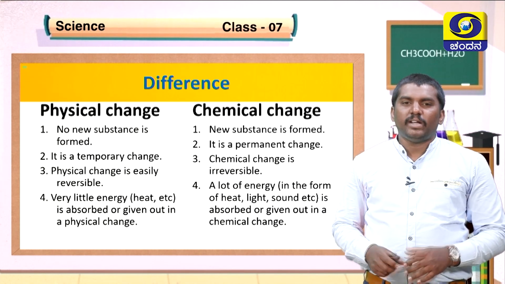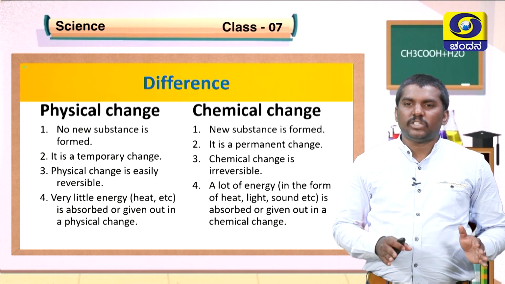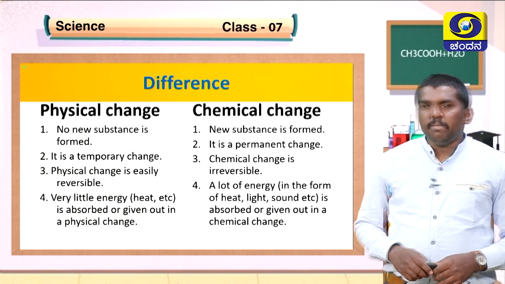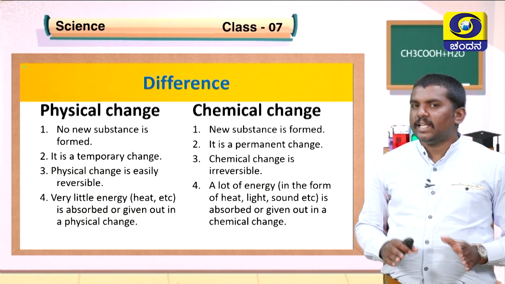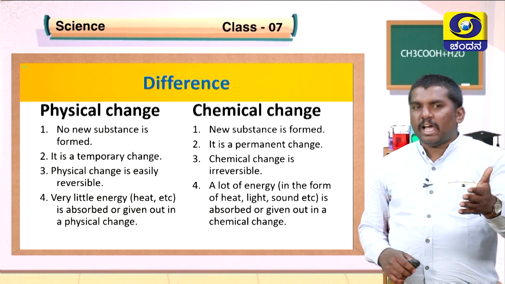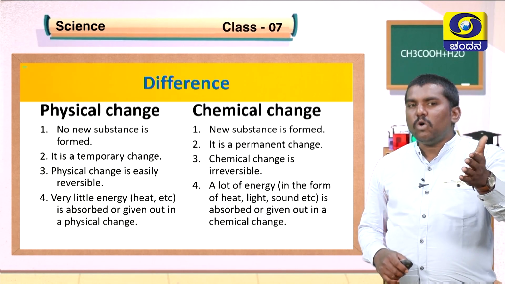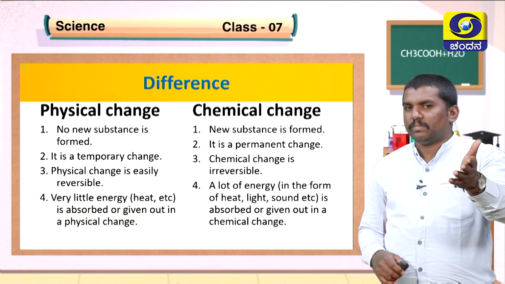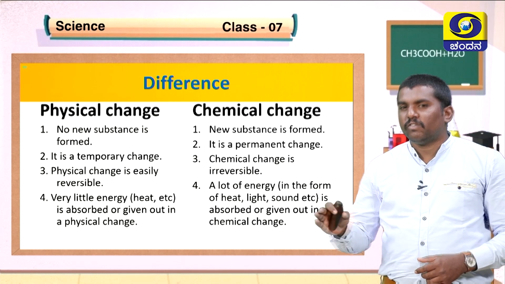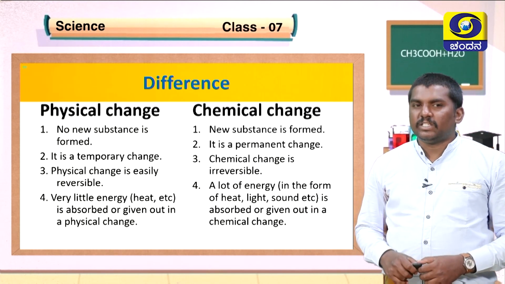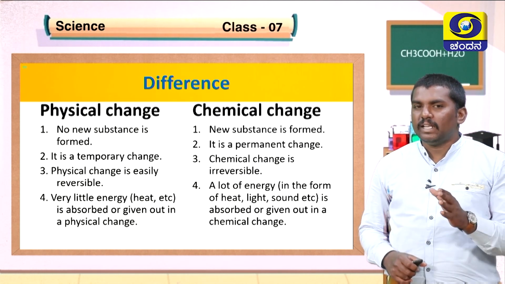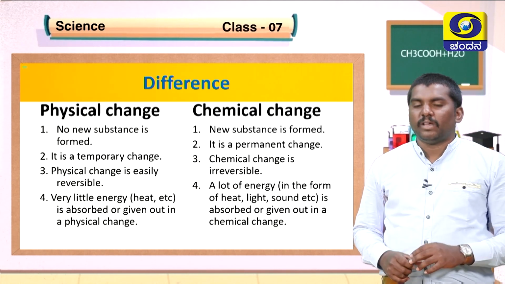So far we discussed what is physical change and what is chemical change. It's time to differentiate between physical change and chemical change. In physical change, what happens? Number one, no new substance is formed here. In chemical change, yes, a new substance is formed. Physical change is a temporary change.